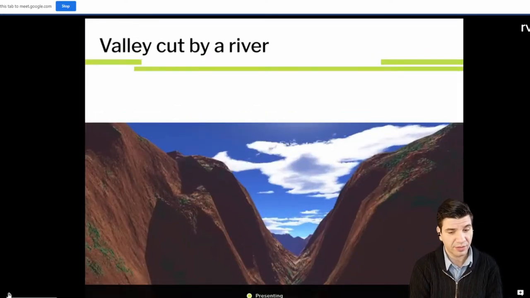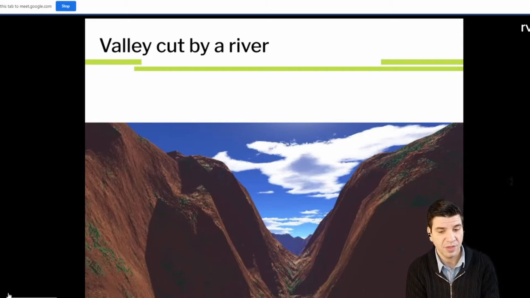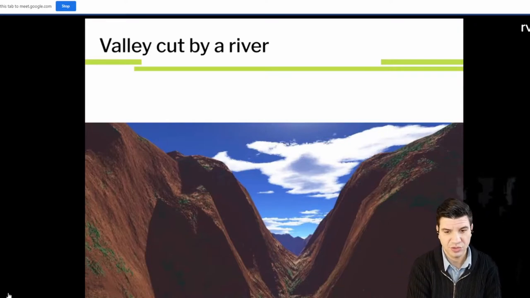Now, river valleys, and this will get us into our next unit when we start talking about glaciers. River valleys are cut in a V shape. So if you ever see that sharp V shape, you know it's got to be a river valley. The way that I remember it is the word river has a V in it, so it should be a V shape, and valley is cut with a V. So you just think of it that way.